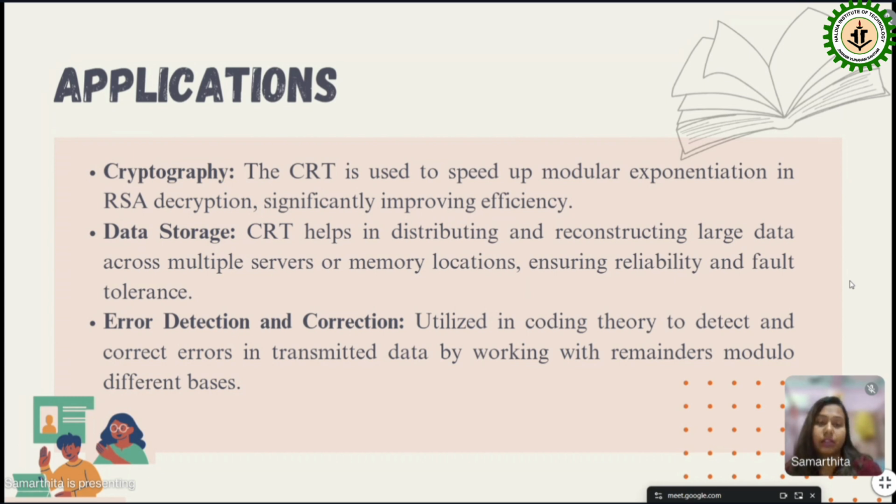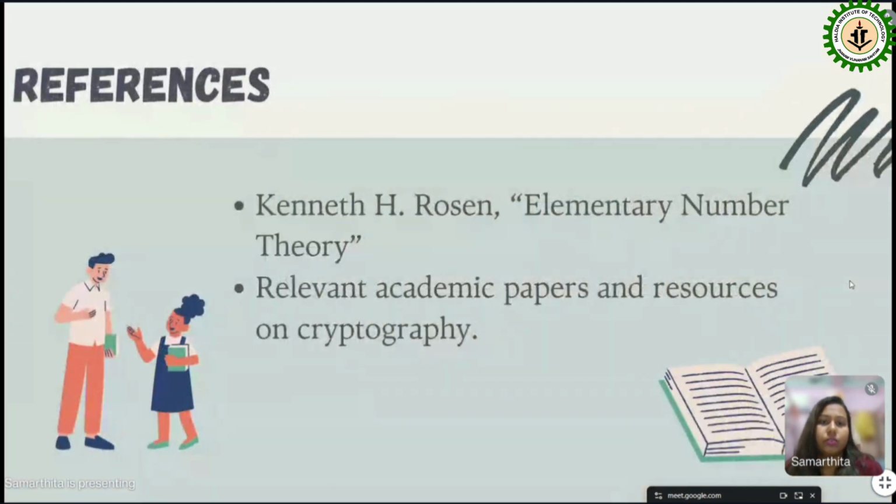Okay, so the Chinese remainder theorem is basically very important in cryptography, and you may follow the book of elementary number theory to study the cryptography portions as well as the Chinese remainder theorem. For number theory systems in cryptography, you may follow the book of Roshan. And there are also so many papers available in Google Scholar. There are so many resources you can follow.